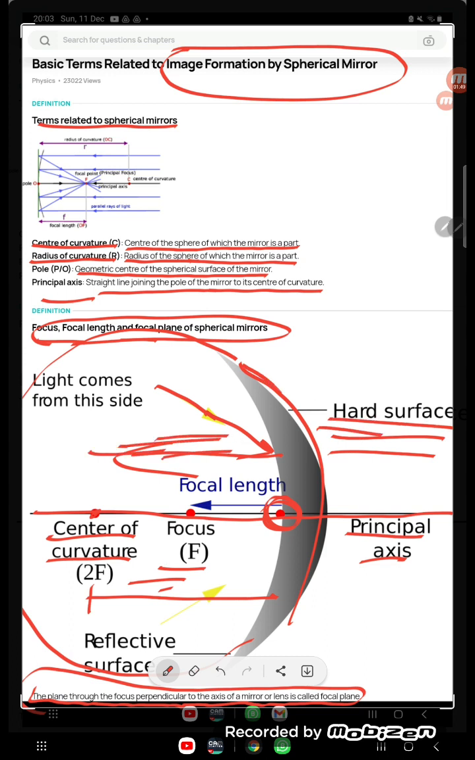This side is the hard surface where there is no reflection, students. So these are the basic terms related to image formation by spherical mirror.